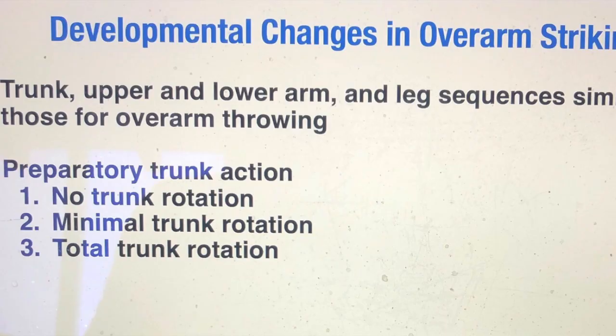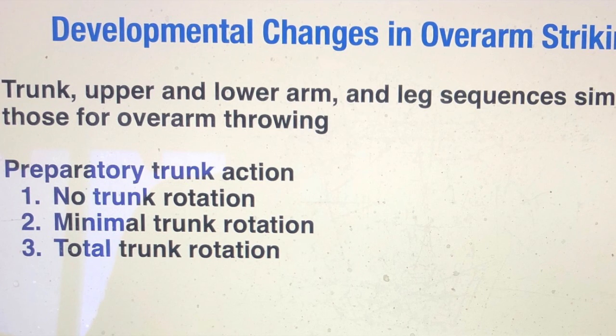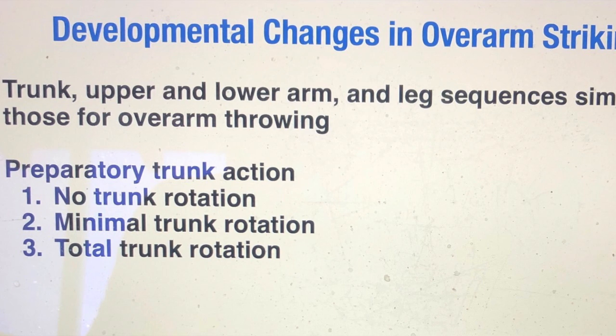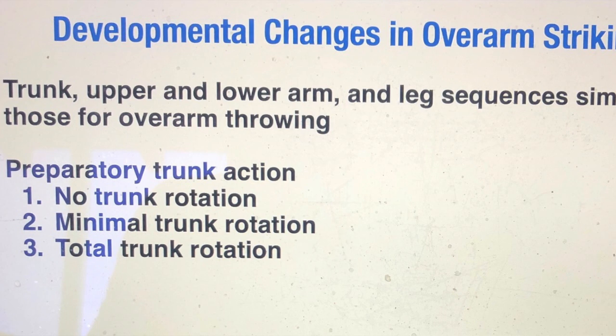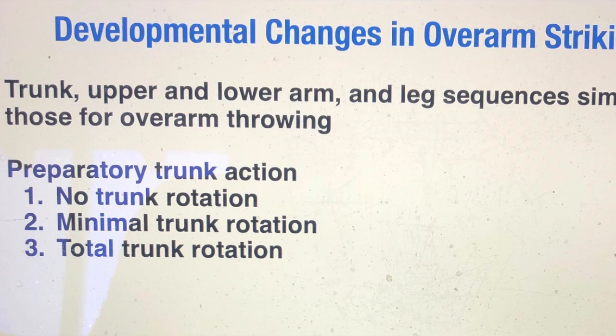Langendorfer in 1987 and Messick in 1991 proposed developmental sequences for overarm striking. Langendorfer identified 8 component sequences from a study of children 1 to 10 years old. The trunk, humerus, forearm, and leg sequences are similar to those for overarm throwing. Messick observed 9 to 19-year-olds executing tennis serves. She identified developmental sequences for overarm striking that include: Step 1, no trunk action. Step 2, minimal trunk rotation, and Step 3, total trunk rotation.